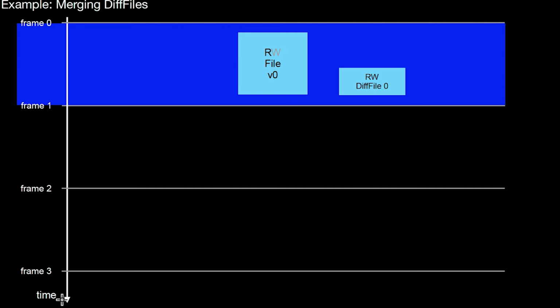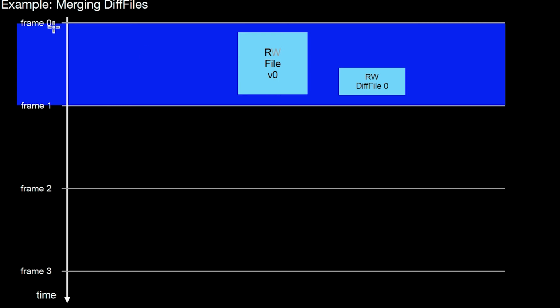So let's look at an example. How do the merges actually work in diff files? In this example, I will be merging read-only files with differential files, and I do that along a timeline. So this is a timeline. On the timeline, we have certain points in time that identify a frame. This is called frame 1, frame 2, frame 3, and so forth. And within two frames, there are certain things happening. So let's look at the time interval between frame 0 and frame 1.